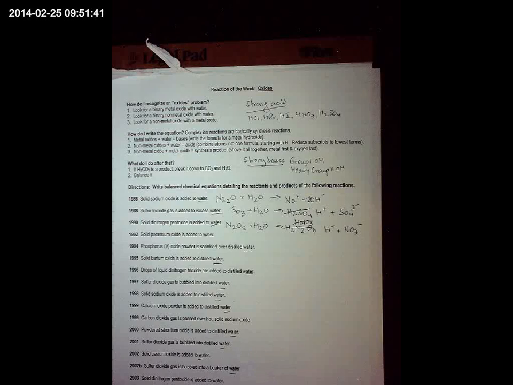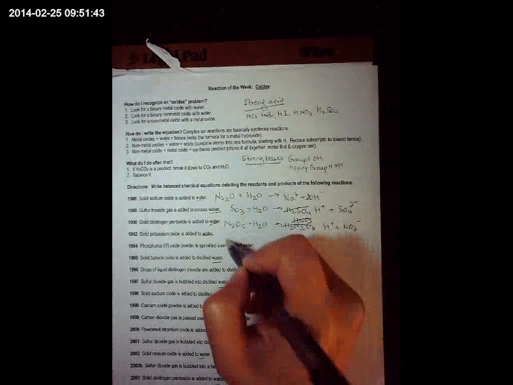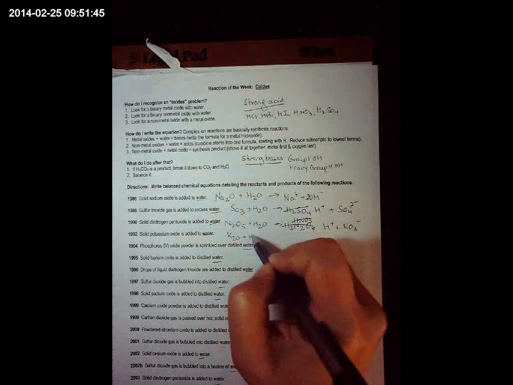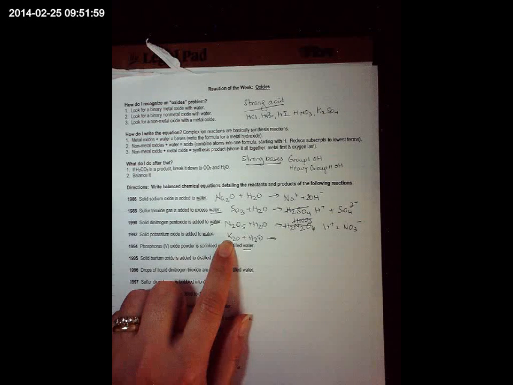All right, next, 1992. Solid potassium oxide is added to water. All right, so what's the formula for potassium oxide? K2O. I'm adding water to it. Metal oxide or non-metal oxide? Metal oxide. Do metal oxides and water make an acid or a base? Base. So the base is going to be between the metal and hydroxide, right? So potassium hydroxide?